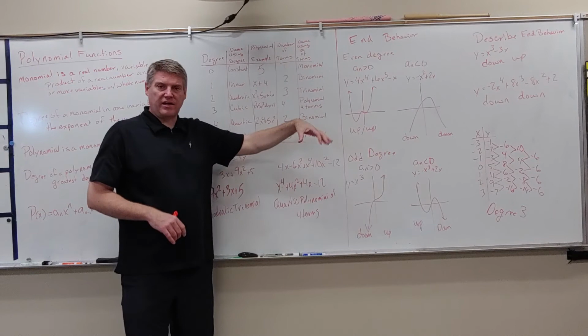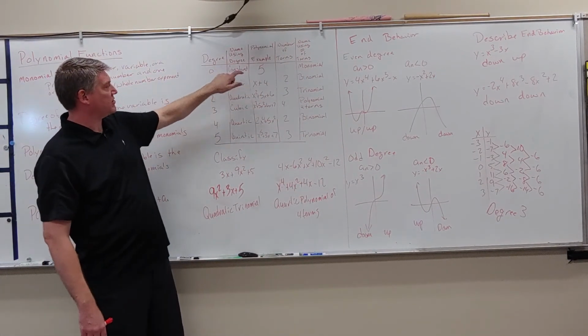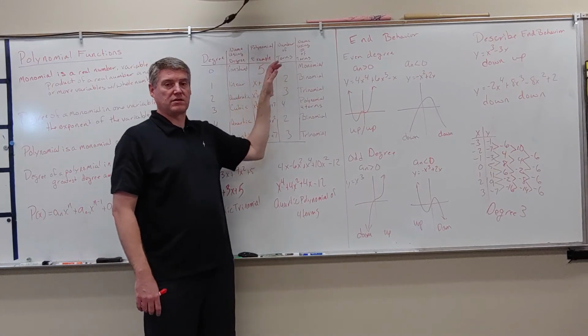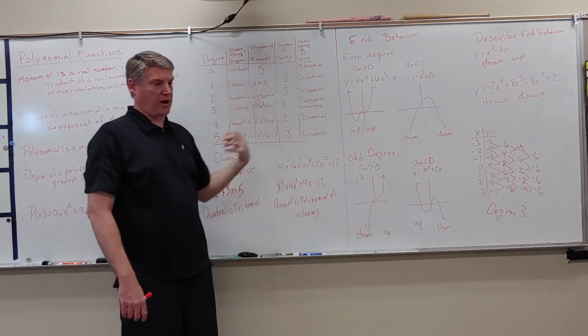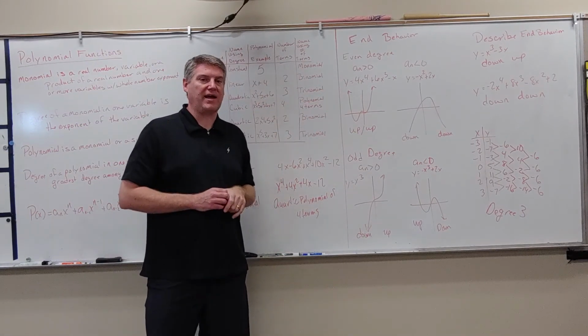So understand that there's lots of ways to describe a polynomial. We can describe it by its degree. We can describe it by its terms. We can describe it by both usually. And then what's happening on that end behavior.